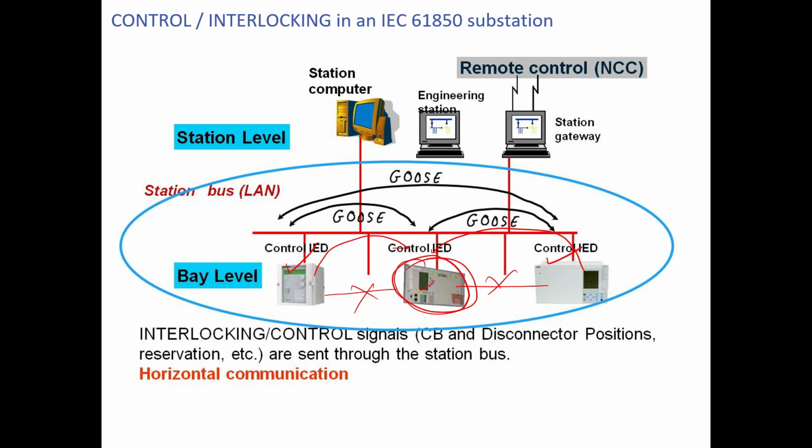Now the information is being transferred from one IED to a second IED, and the IEDs are placed at the same level. The information is transferred from one IED to a second IED to a third IED, or from the third IED to the first IED, and all IEDs are at the same level. This is horizontal communication, and this information transmission between IED and IED is called GOOSE.